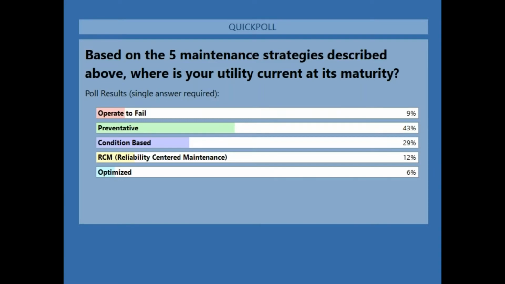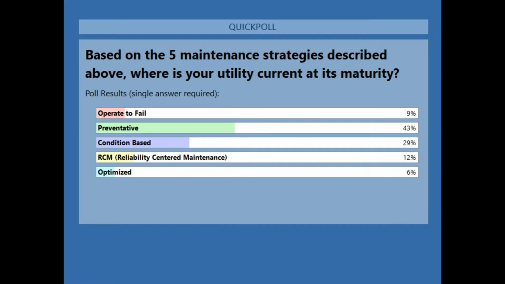Okay, so we've got the results back in. So Bill, what do you make of these results? Yeah, it's pretty much my experience. Most people are in the preventative mode. Some are doing condition-based. I'm guessing that if people had to guess, they'd pick one or the other, and so therefore those results are pretty much consistent with my experience. And as I discuss, going around the world talking to utilities, this is pretty much what's going on.